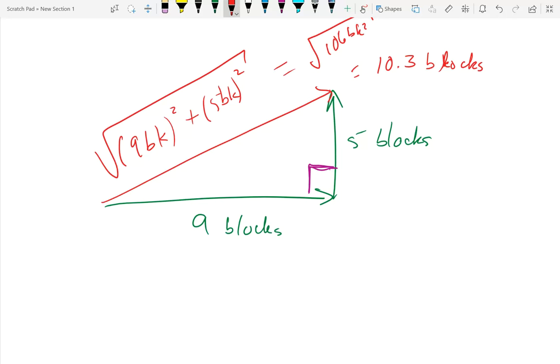There's another important thing here. What about the direction? How do I find this angle?